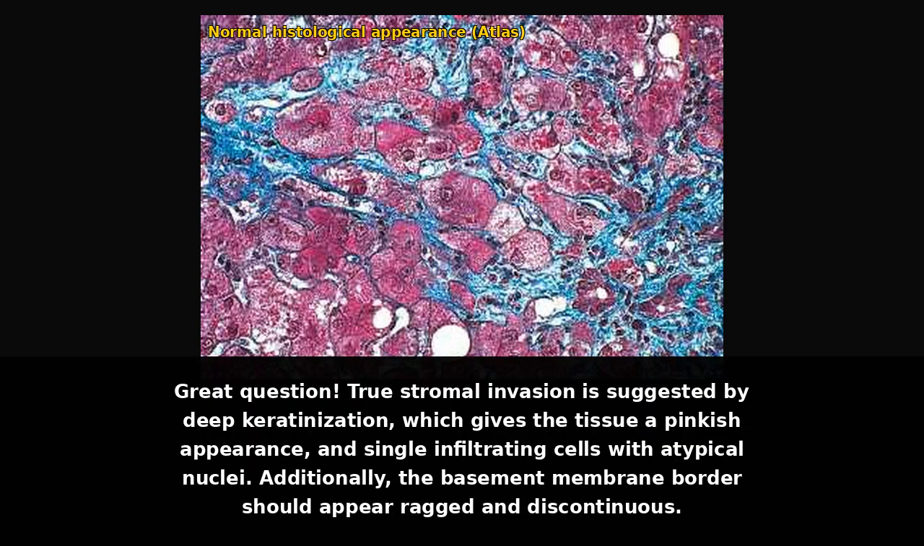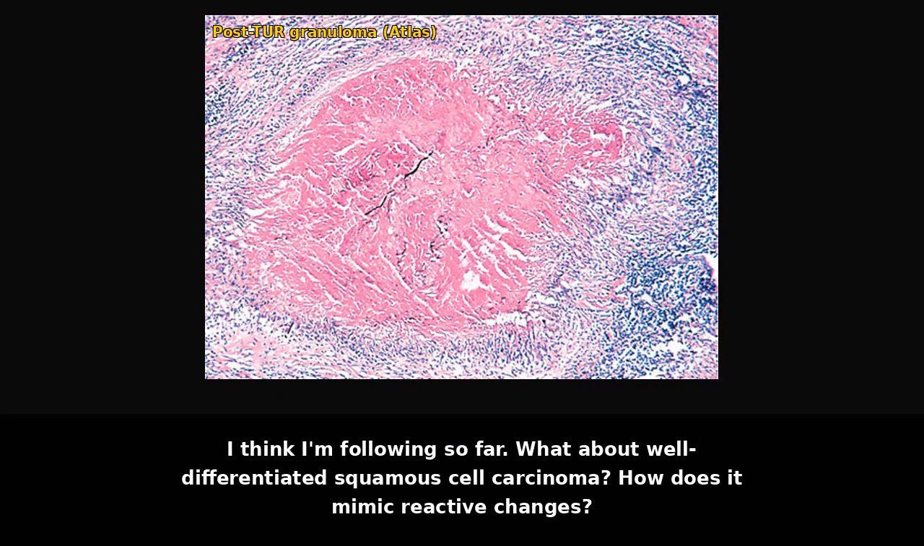Great question. True stromal invasion is suggested by deep keratinization, which gives the tissue a pinkish appearance, and single infiltrating cells with atypical nuclei. Additionally, the basement membrane border should appear ragged and discontinuous. I think I'm following so far. What about well-differentiated squamous cell carcinoma? How does it mimic reactive changes?